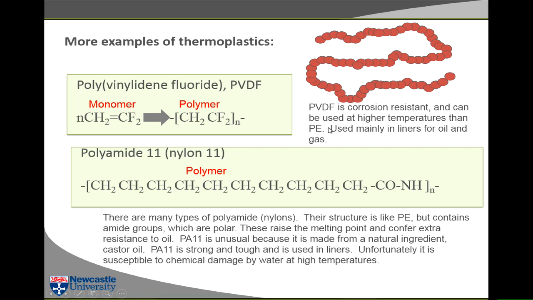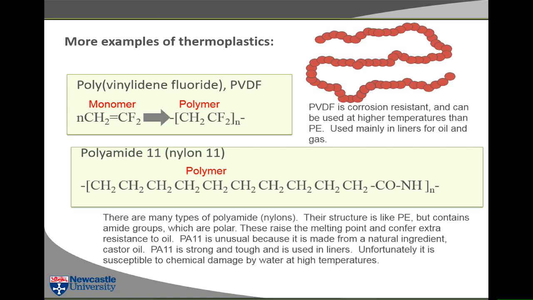So it's mainly used in oil and gas. It's mainly used, as I say, for liners for steel pipes. So you have a steel pipe. If you want to use it to transport a corrosive fluid, then it becomes very difficult because the steel will corrode unless you use a special steel. I'm sure you're learning all about that in other parts of the course.